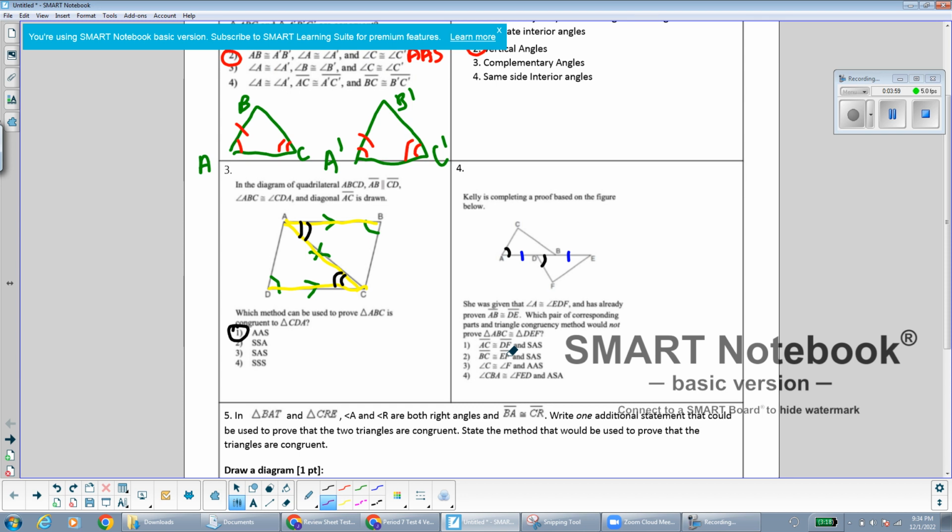Let's take a look at answer choice 2. BC congruent to EF and SAS. That's SSA. This isn't SAS. The angle is not in between the two sides. This is SSA, which is not valid. So that's the choice we are looking for. Angle C and angle F would have given you angle, angle, side, which is valid. And angle CBA congruent to angle FED would have given you ASA, which is valid as well.